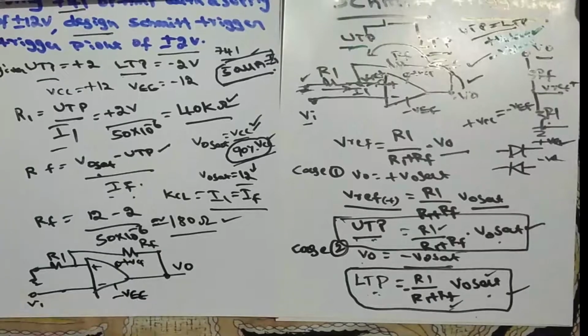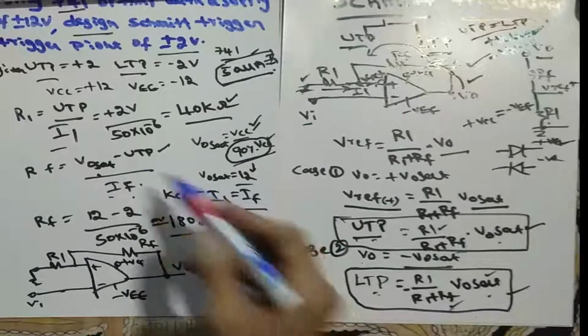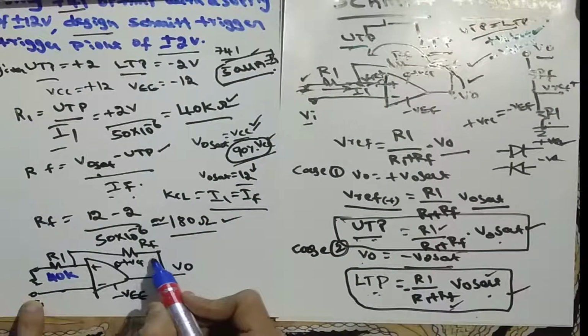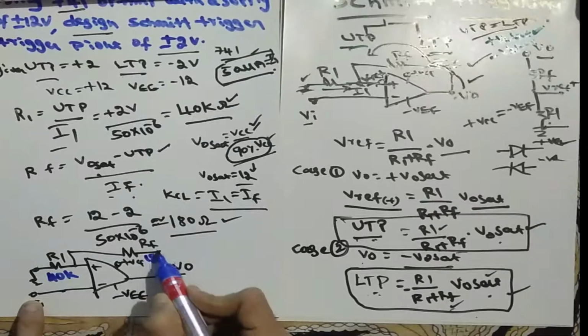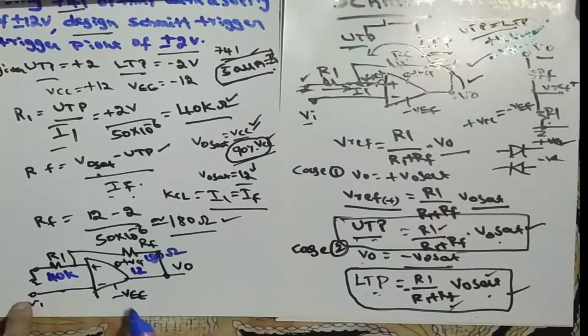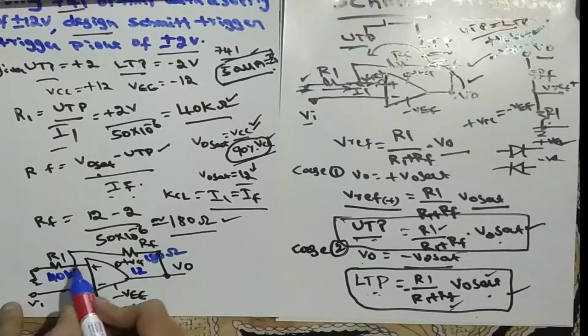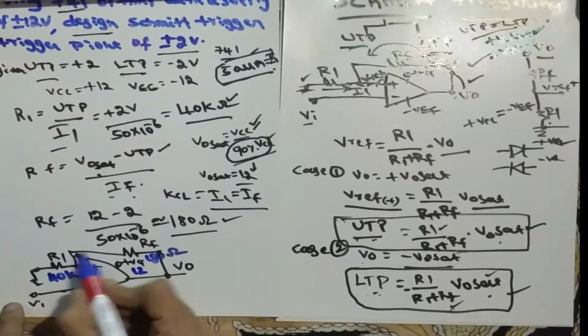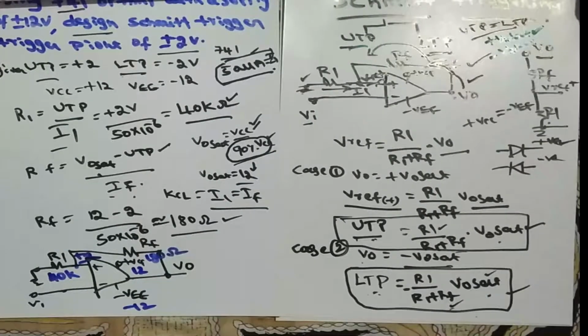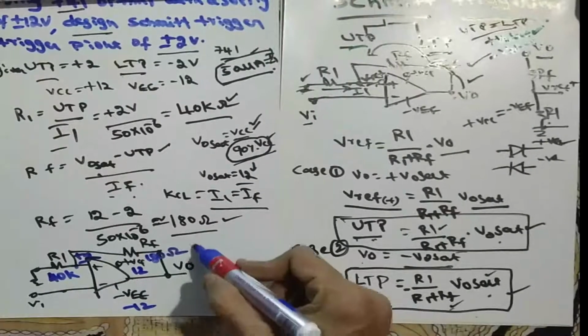Now apply the values. R1 we got as nearly 40k, so this is 40k, and RF we got nearly 180 ohm, so apply that 180 ohm. Plus VCC is 12, minus VEE is minus 12. Here UTP and LTP are plus or minus 2. These are the values present in this circuit. Better to represent it like this.